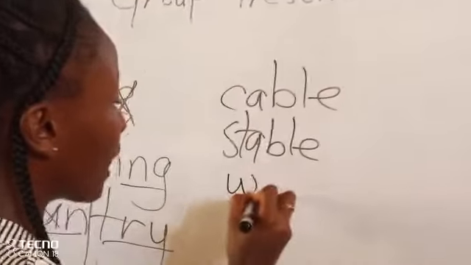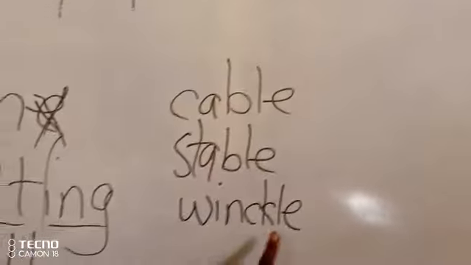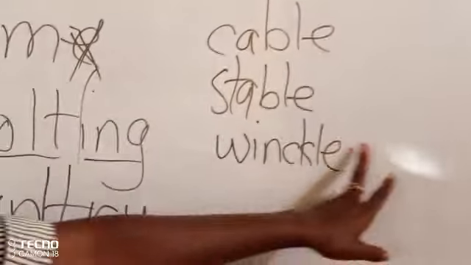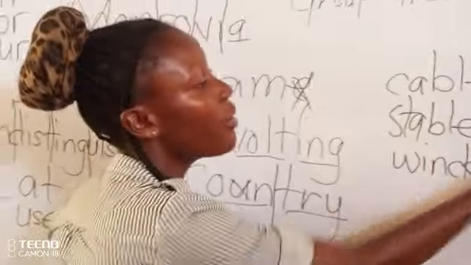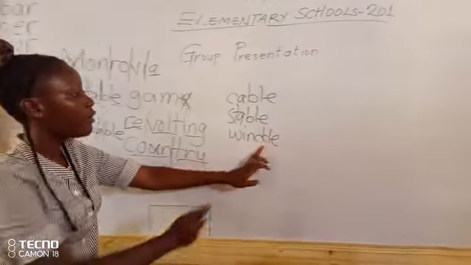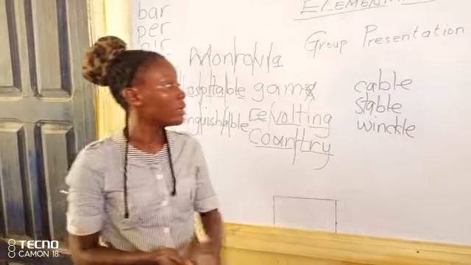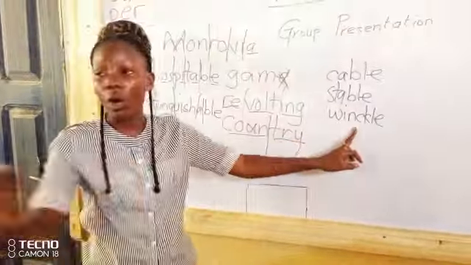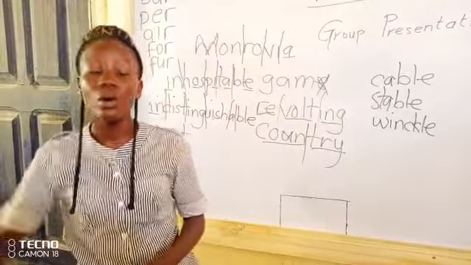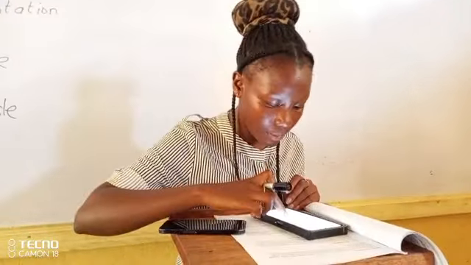Maybe you have winkle. So you find out that this K comes before the LE. So that is why they are referred to as the stable final syllable, because they are always at the end. And once the consonant comes before the LE, for the consonant LE syllable, they will give you the L sound. Then you hear cable, stable, winkle. You also hear it in Bible, so it makes the L sound. We call it the consonant LE syllable or the stable final syllable.